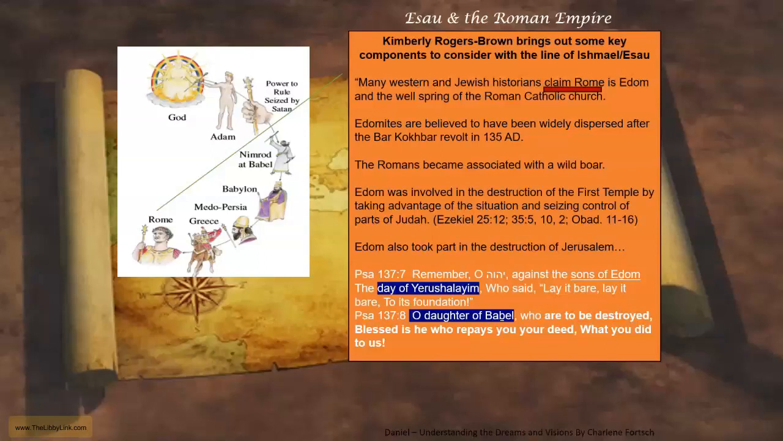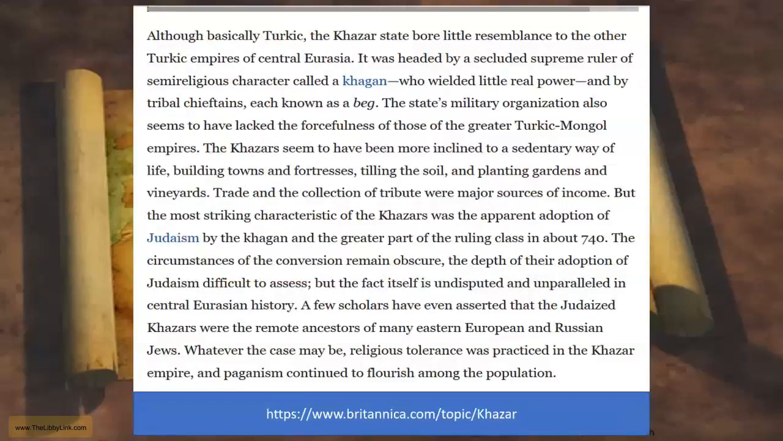We read in Psalm 137:7-8, "Remember, O Yahweh, against the sons of Edom, the day of Jerusalem, who said, lay it bare to its foundation. O daughter of Babel, who are to be destroyed, blessed is he who repays you your deed, what you did to us." So through history, there's been a connection there.